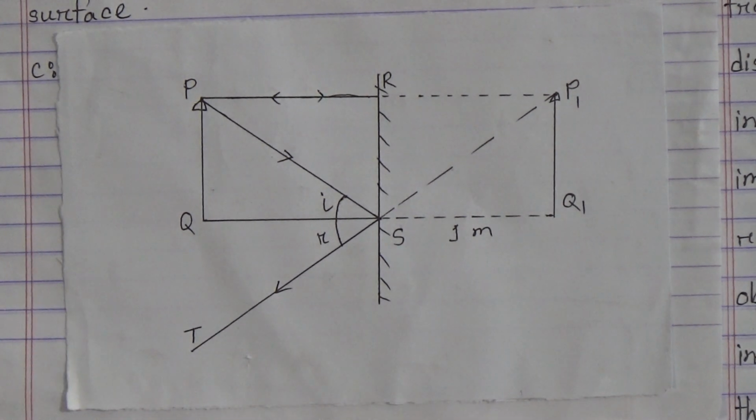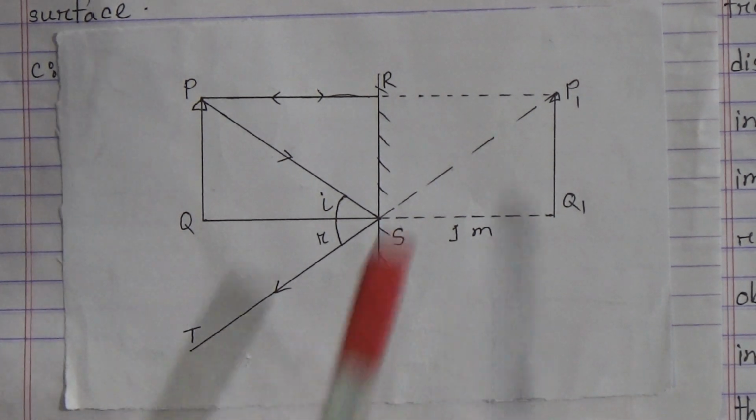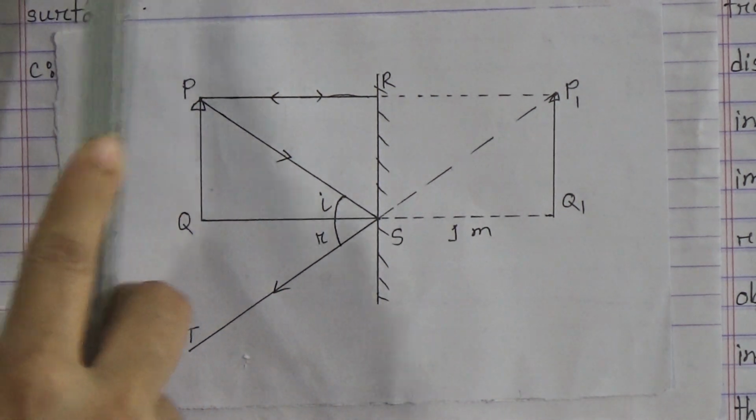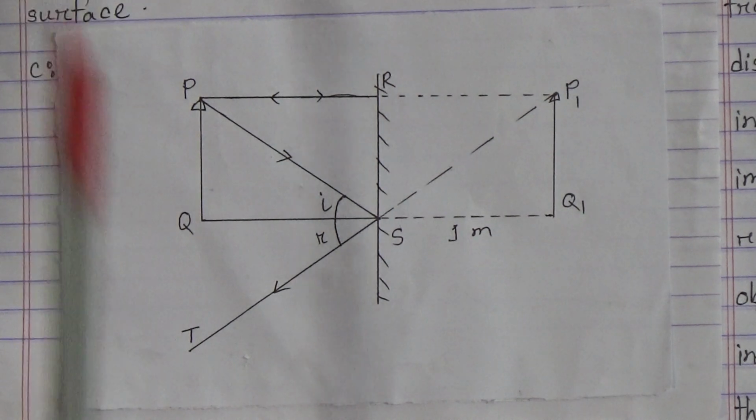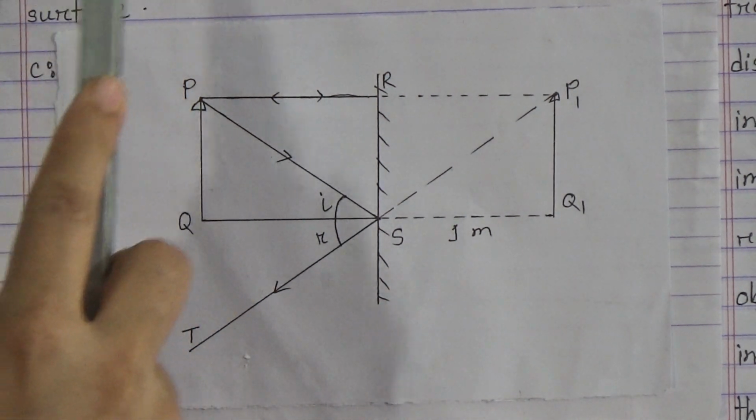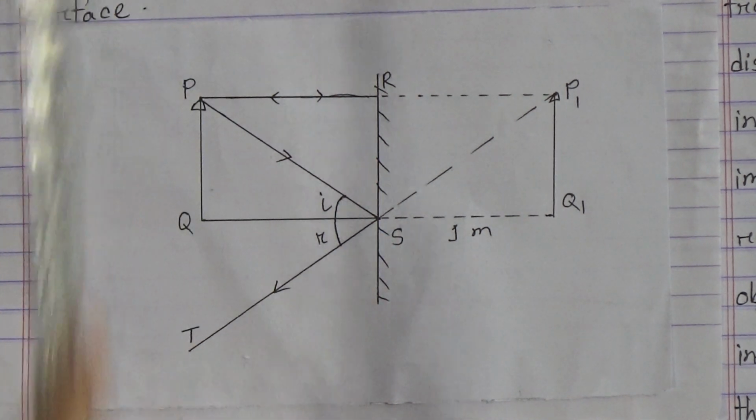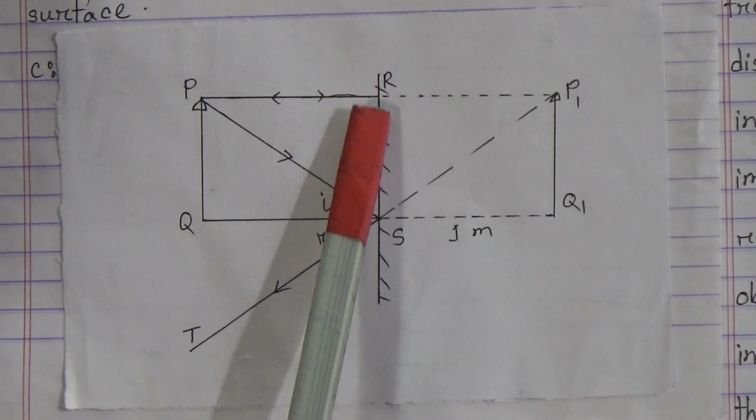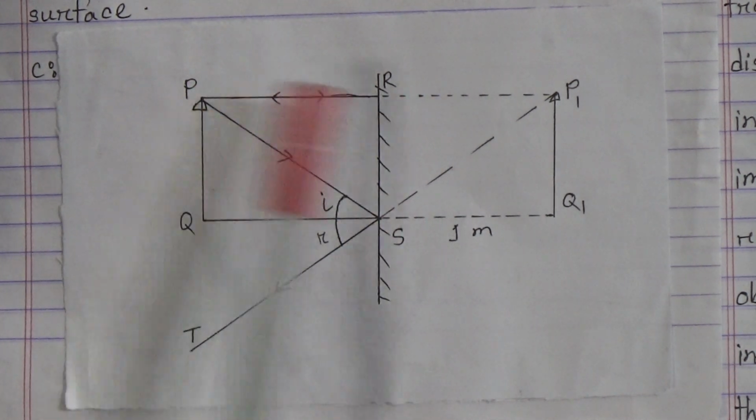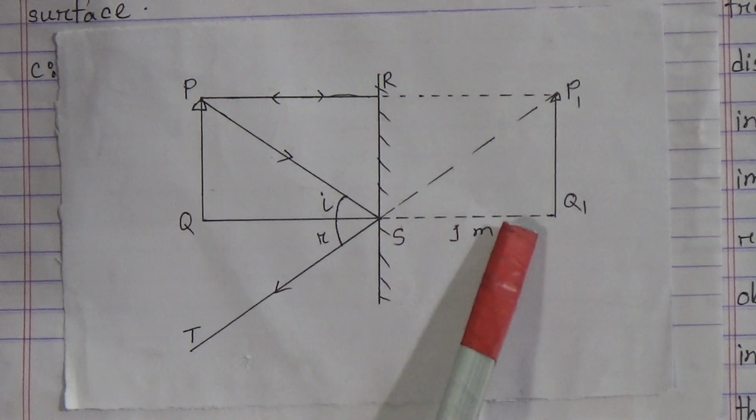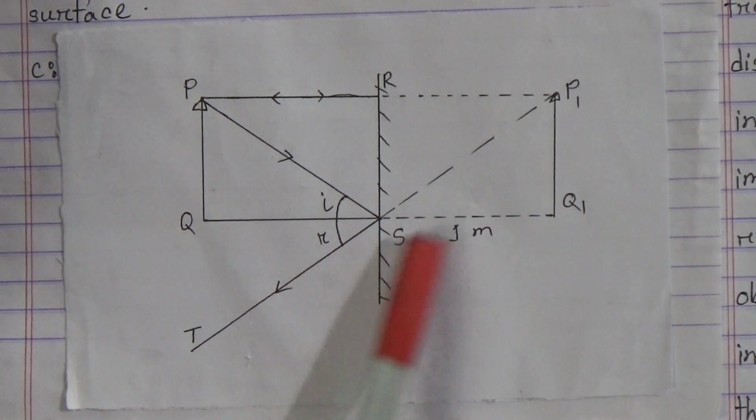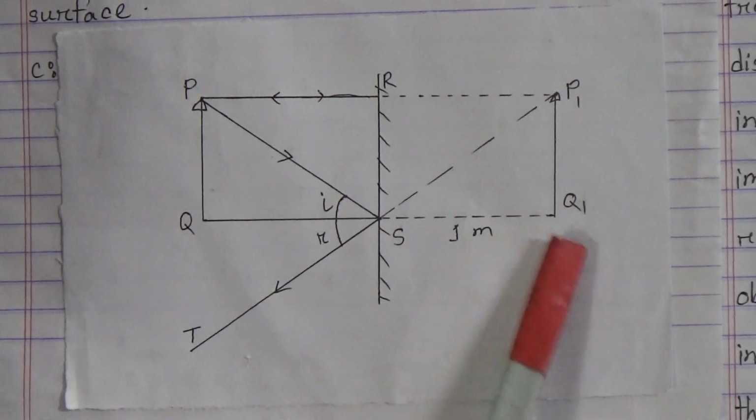Now we will describe this one. Here another thing is given: the distance between the object and the mirror is 1 meter. Okay, so you have to maintain this one. The distance between the object and the mirror is 1 meter. Here 1 meter. So the distance of the image from the mirror will also be 1 meter.